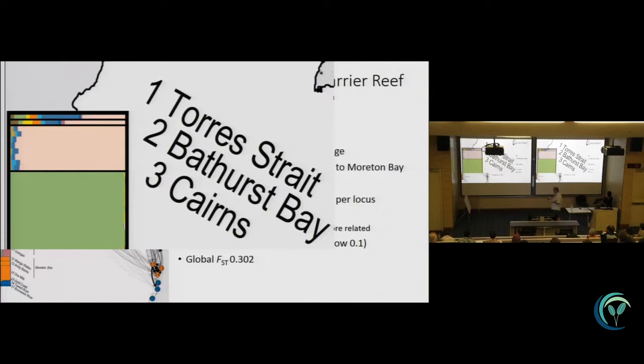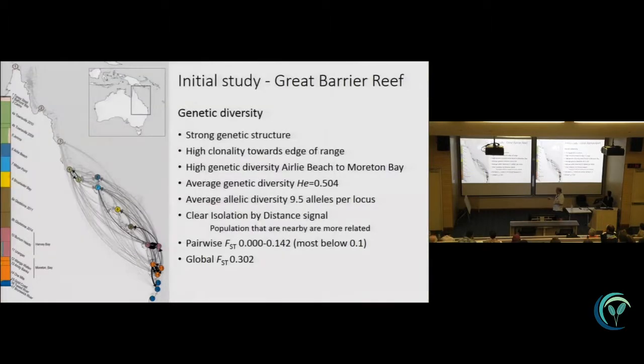If you look at these graphs, you can see more or less what the clonal diversity is by the breadth of this band. It also depends on the number of samples you collected. But you can see that the clonal diversity goes up going south, and then declines again here. We have a typical isolation by distance pattern, and relatively high genetic diversity, with an expected heterozygosity of 0.5 and 9.5 alleles per locus.